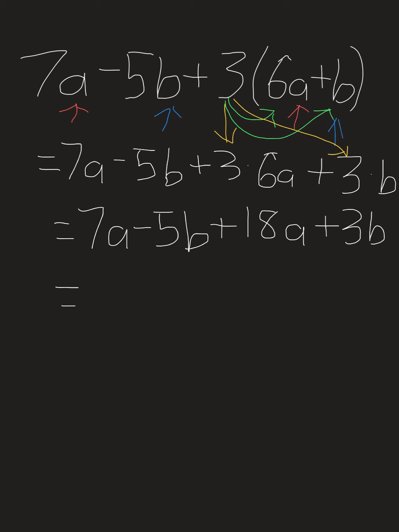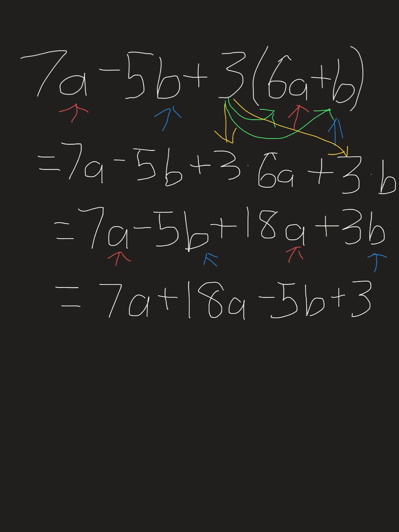Now, if we have a lot of a's and we have a lot of b's, what should we do? Group them together. So let's group like terms. Let's put the a next to each other, next to the 18a. And let's put the b together. So did we group like terms? Yes. Good.